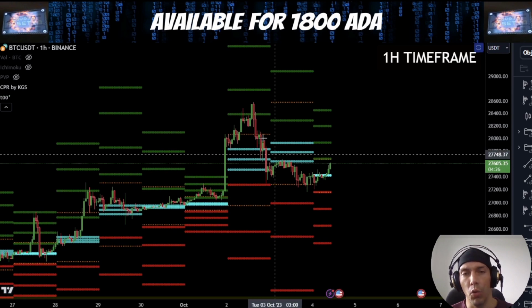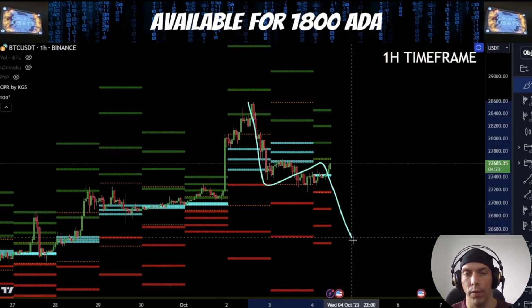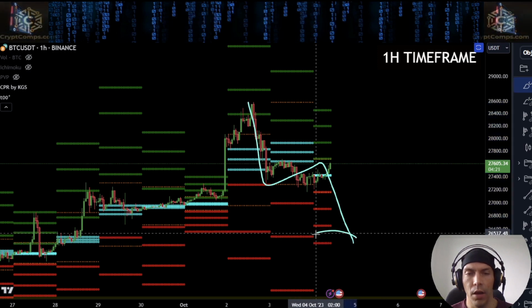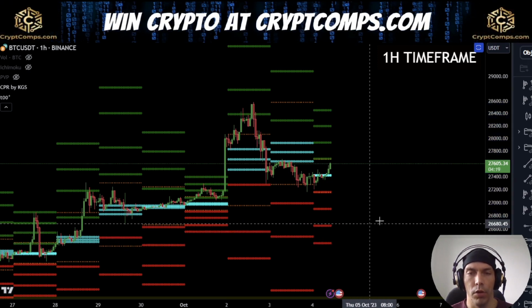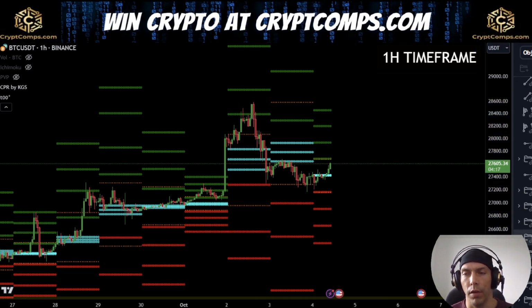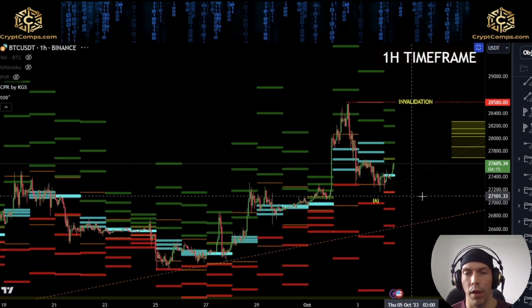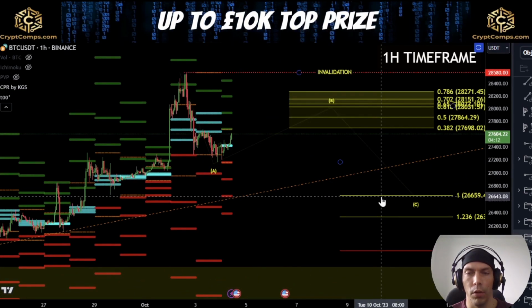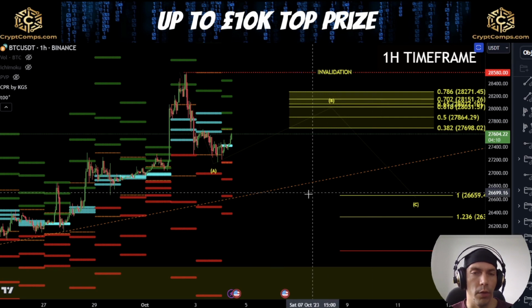So this would align more with the idea that this is A, B, and C. If we see something play out like that, I would be looking out for some of these lower target areas, because these would align with the idea here that we're looking for a bigger ABC pattern where we could be looking for something towards that 26,659.